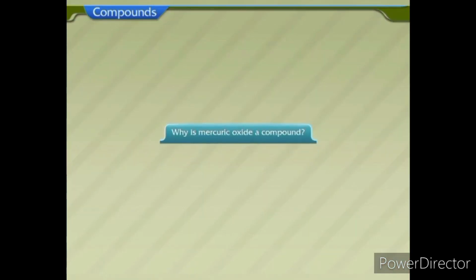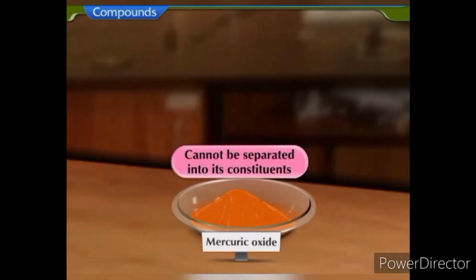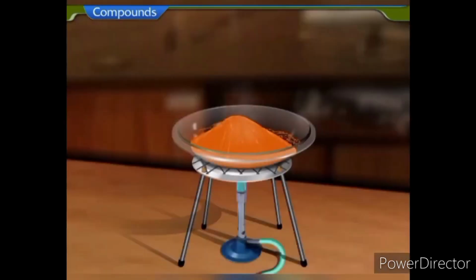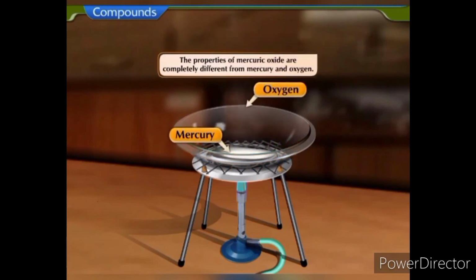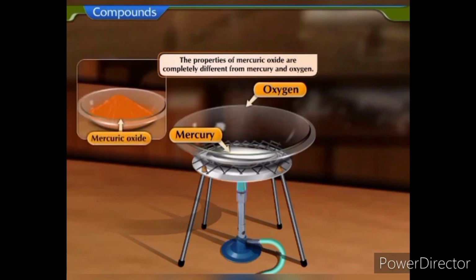Why is mercuric oxide a compound? Mercuric oxide cannot be separated into its constituents, mercury and oxygen, by any physical method. On heating, mercuric oxide decomposes into mercury and oxygen gas. The properties of mercuric oxide are completely different from mercury and oxygen. Mercuric oxide is a solid. Mercury is a shiny liquid, while oxygen is a gas.